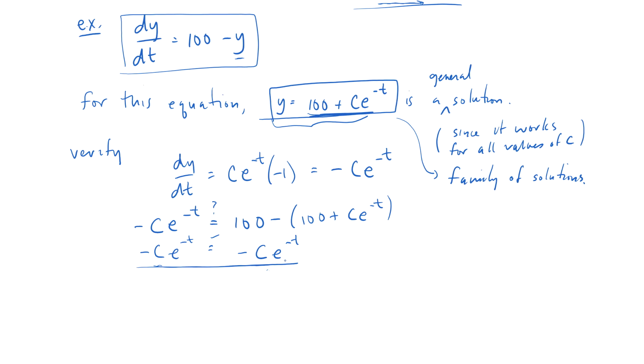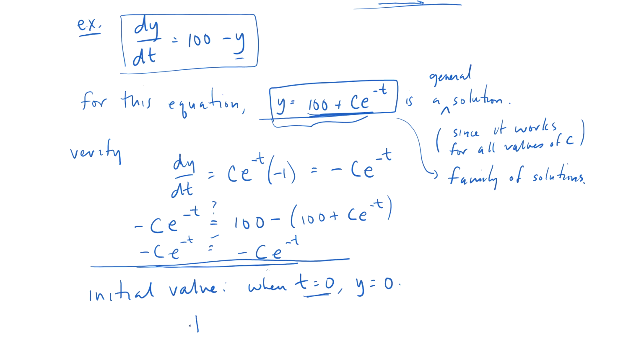What if I give you more information? What if I give you, say, what we call an initial value? Suppose I told you when t equals 0, y equals 0. Okay, so this is an initial value because it tells me what y is at the start, the initial time.